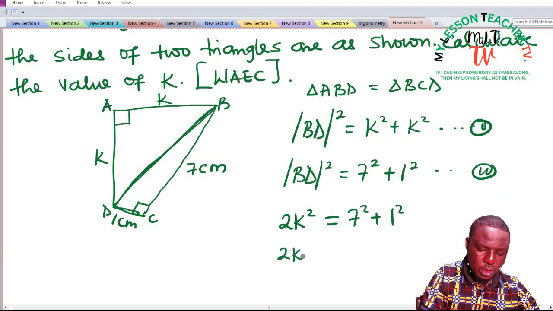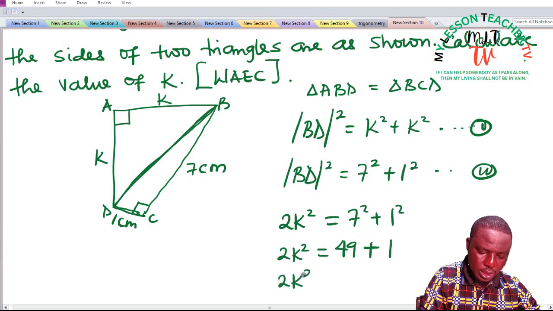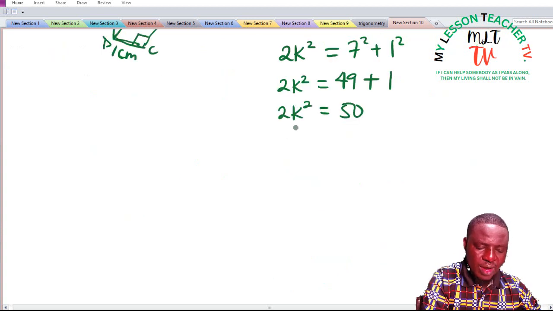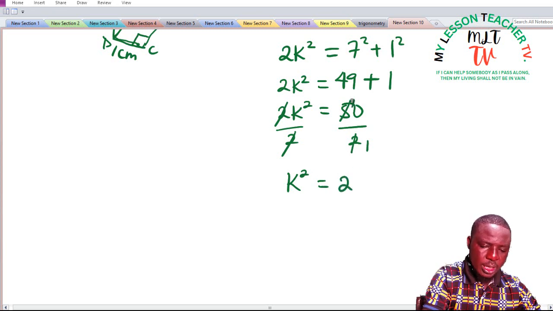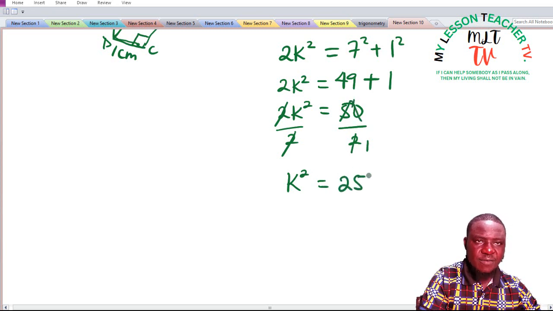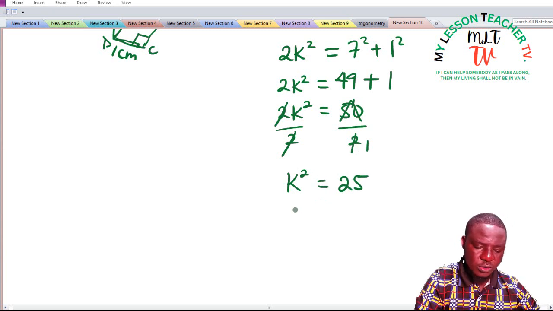Simplifying this further, you have 2k squared equal to 7 squared, which is 49, plus 1 squared, which is 1. So this gives us 2k squared is equal to 49 plus 1, which is 50. And when you divide both sides by 2, this will cancel itself. You have k squared equal to 25.